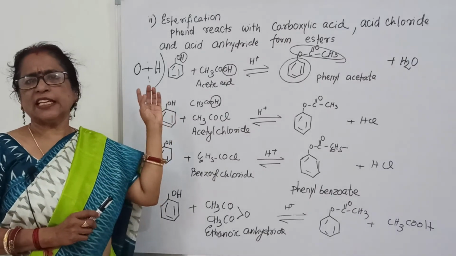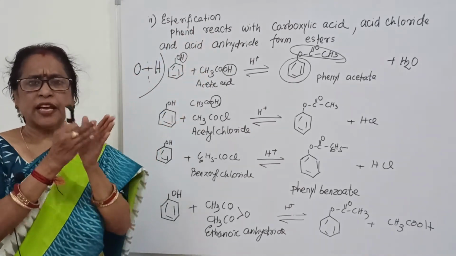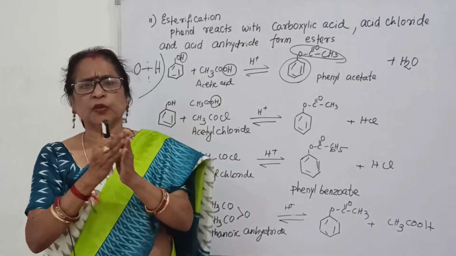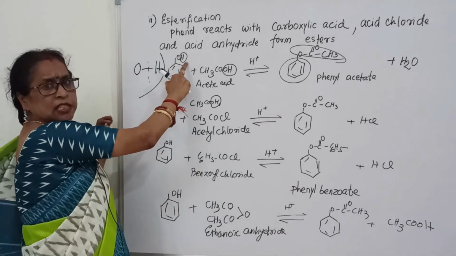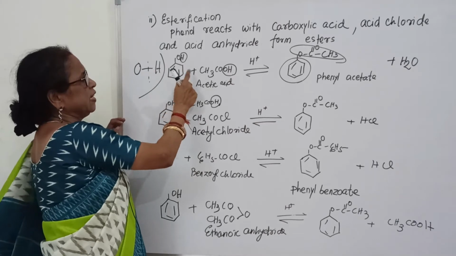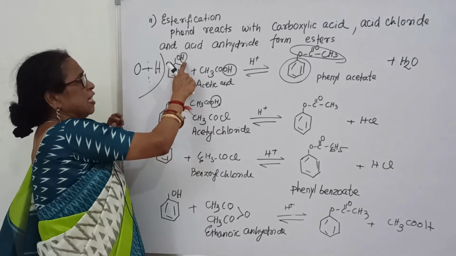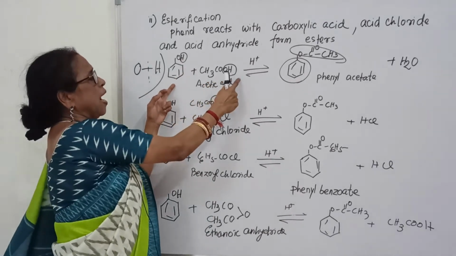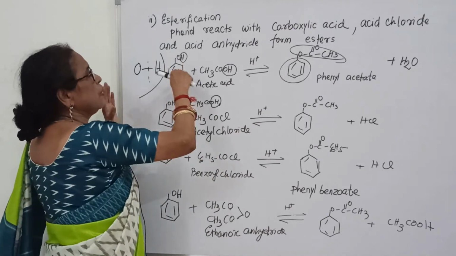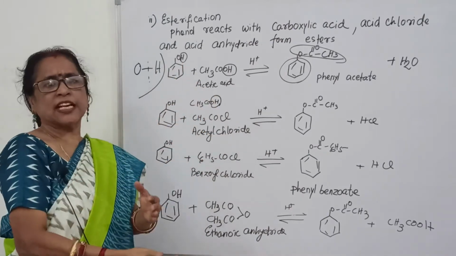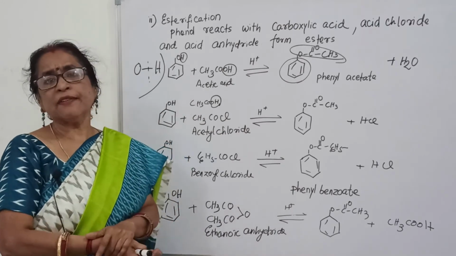Now this reaction is esterification. What is meant by esterification? When the alcohol part reacts with the acid part, it gives an ester. Now phenol contains OH, though it is not an alcohol, and here acetic acid reacts. When it reacts, then what happens? The H from phenol and the OH part from acetic acid give water as a byproduct. That is why phenol reacts with carboxylic acid, acid chloride and acid anhydride to give an ester.